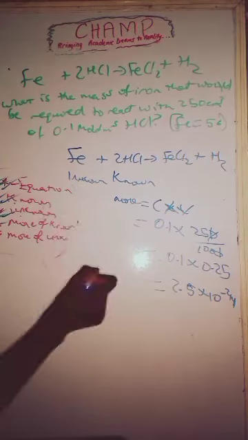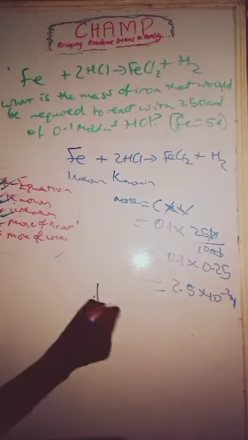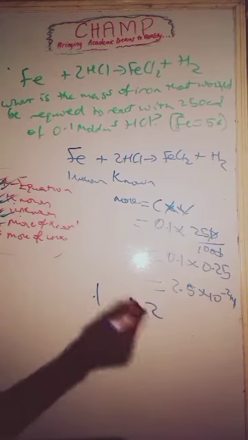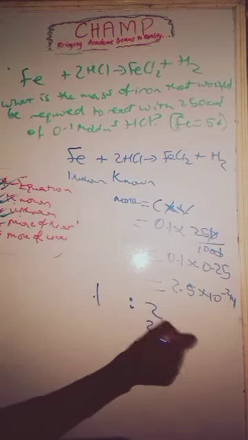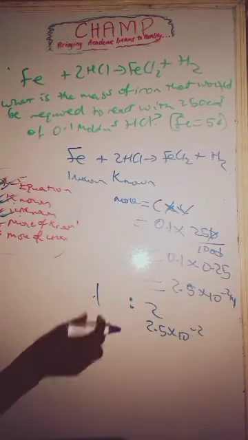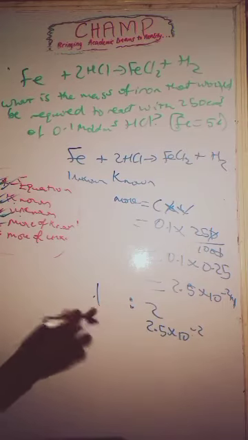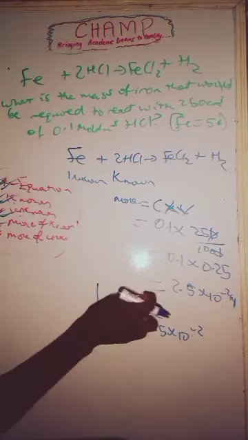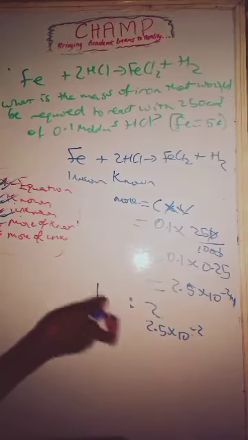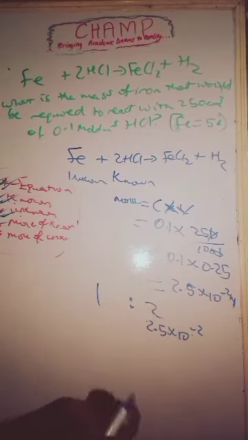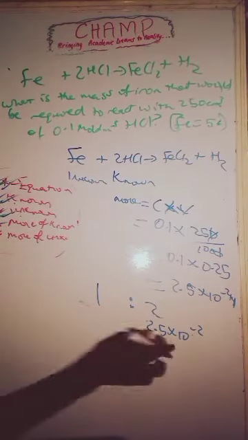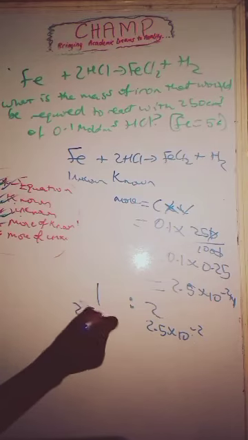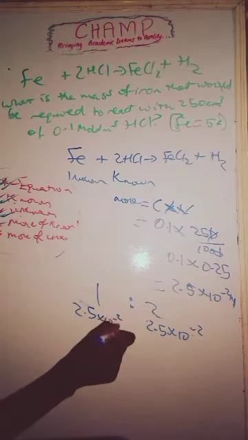From the equation of reaction, this is 1:2. If this one is 2.5 times 10 raised to power minus 2, what will this one be? It should be divided by 2. Because if this one is 4, this one will be 2, right? If this one is 6, this one will be 3. 2:1, 2:1, 8, 4, 12, 6. Do you understand? So if this one is 2.5 times 10 raised to power minus 2, this one will be this one divided by 2.